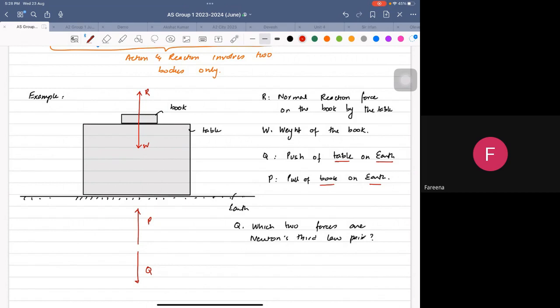But think about it this way: the weight of the book basically comes from the book being pulled by the Earth. That is what weight is. So these two forces, W and P, are actually a Newton's law pair. Why? Because the force of weight is between the book and the Earth, and P is also between the book and the Earth. So the Earth is pulling the book, and the book is pulling the Earth. Action and reaction must only contain two bodies, because a third body has no use in it.